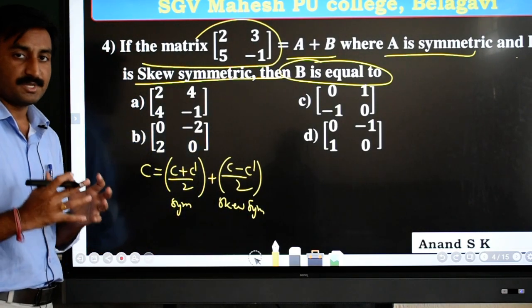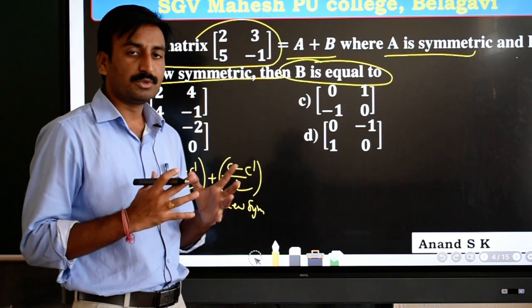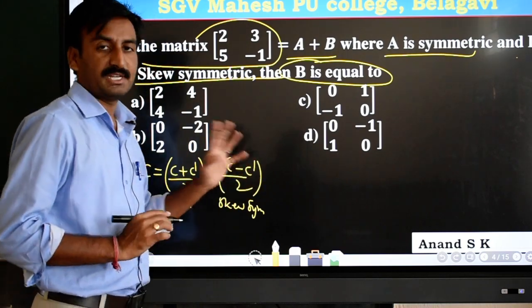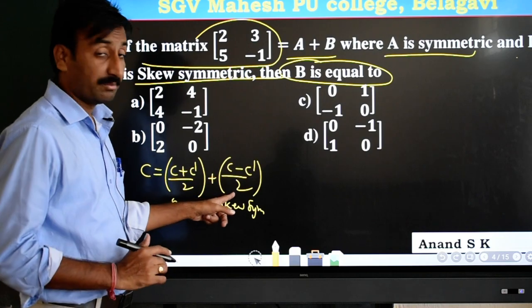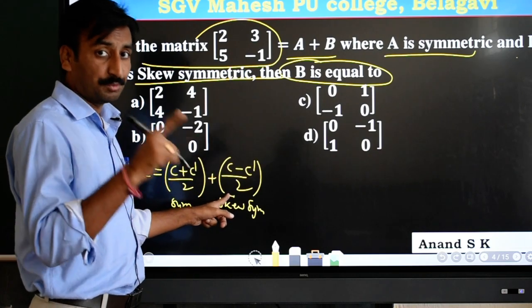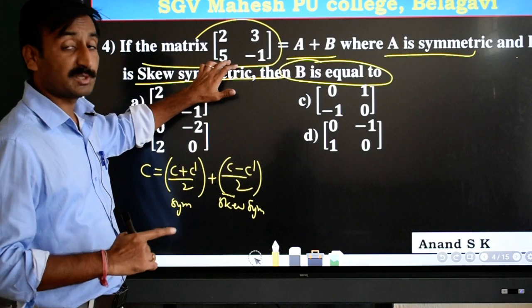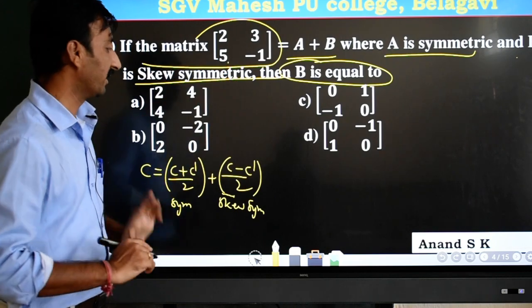Why have I written this? Because so many times you will make the mistake of simply finding C minus C dash, but remember that the division by 2 has to be written, because you are expressing the given matrix in terms of the skew symmetric matrix, correct?